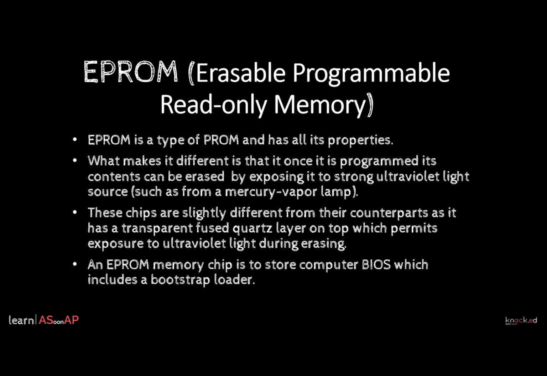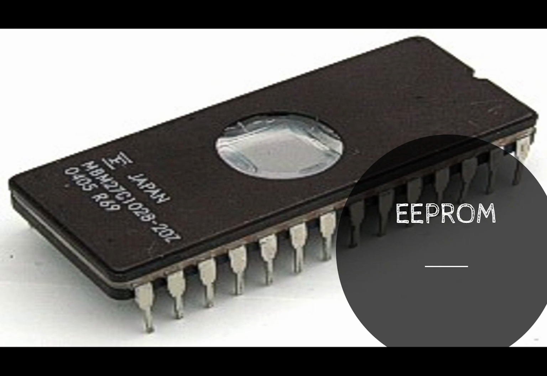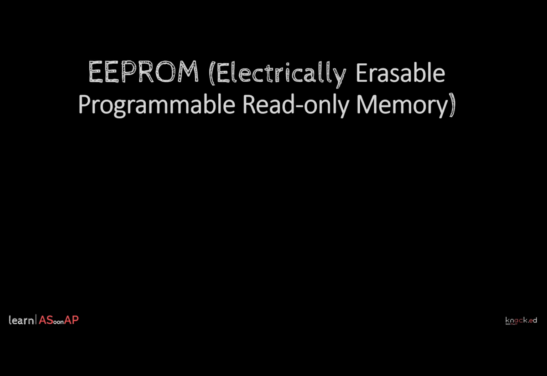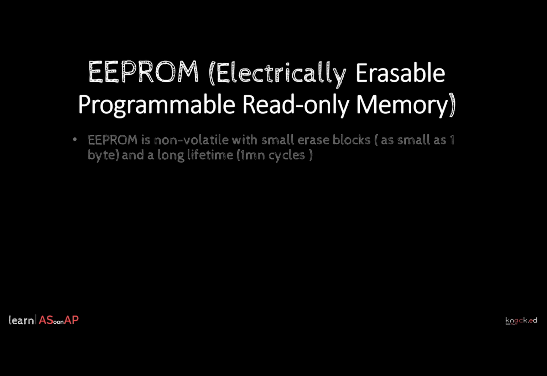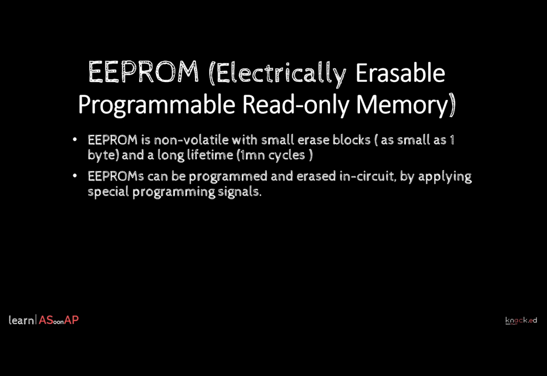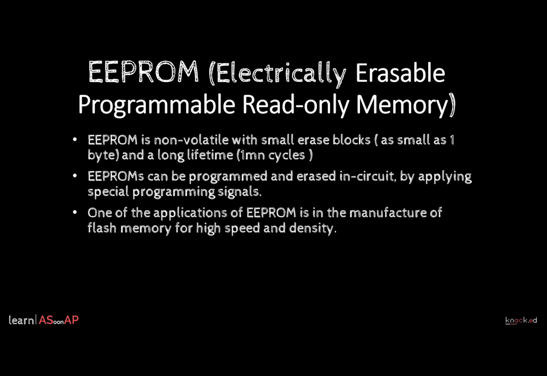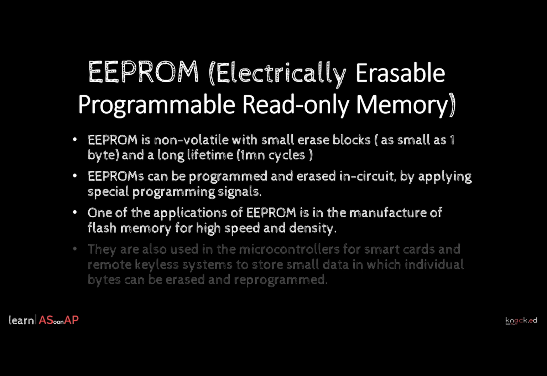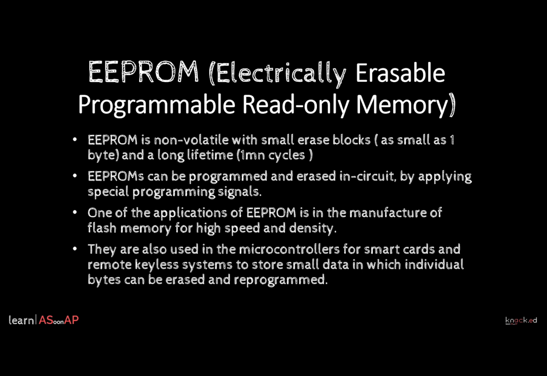And finally, we have EEPROM, also known as Electrically Erasable Programmable Read-Only Memory. The basic difference between this and its previous counterpart is that it can be erased electronically by applying special programming signals. Flash memory uses this type of EEPROM for high speed and density. As it has small erase blocks which can be erased and reprogrammed, it is used in microcontrollers too.